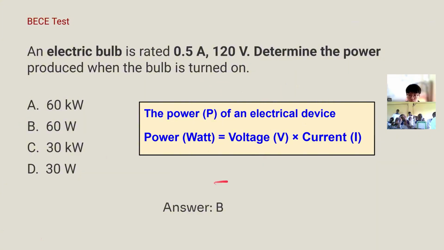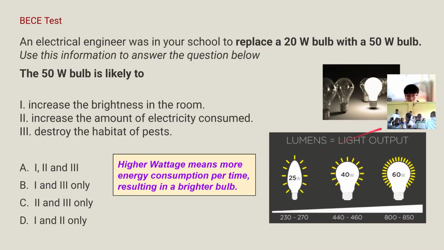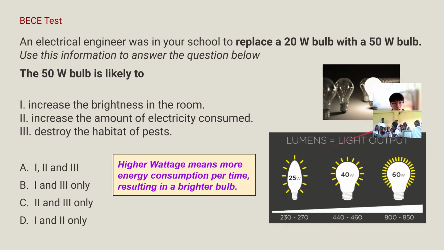Okay, let's look at the next question. An electrical engineer was in your school to replace a 20-watt bulb with a 50-watt bulb. Use this information to answer the question below. The 50-watt bulb that has been changed is likely to: one, increase the brightness of the room; two, increase the amount of electricity consumed; three, destroy the habitat of pests.